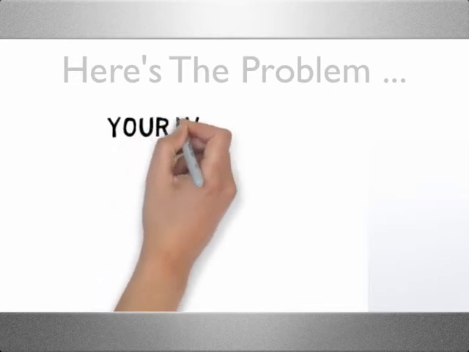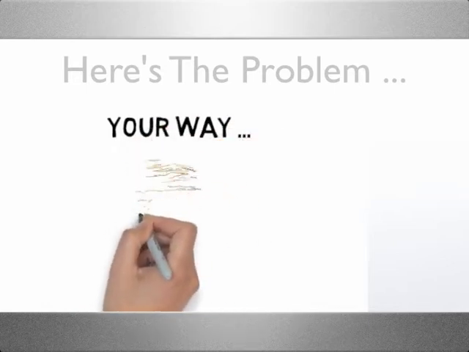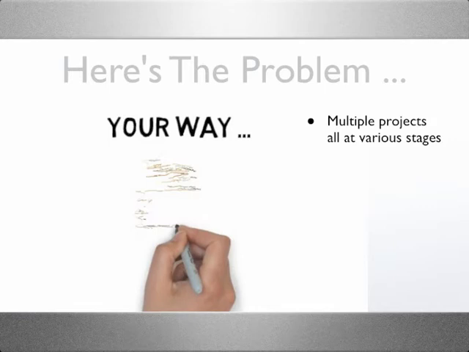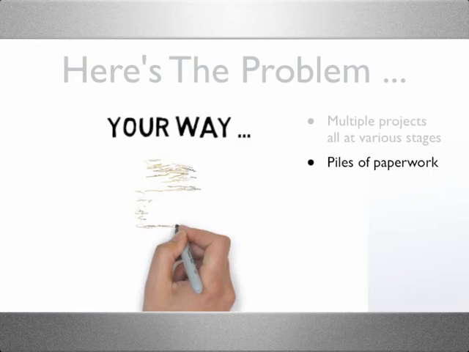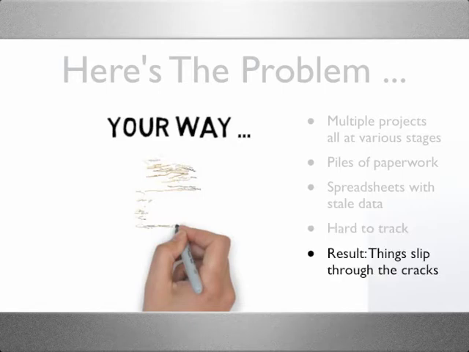Here's the problem. Traditional methods of working through your process have multiple projects all at various stages. What ends up happening is piles of paper pile up, and spreadsheets and other methods that you're currently using to store data become quickly stale and hard to track. The end result is things pile up and slip through the cracks. They don't get done.